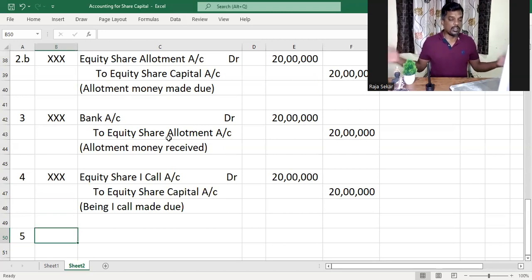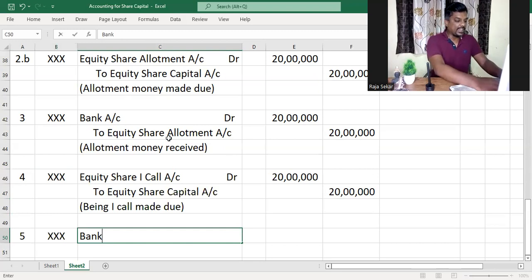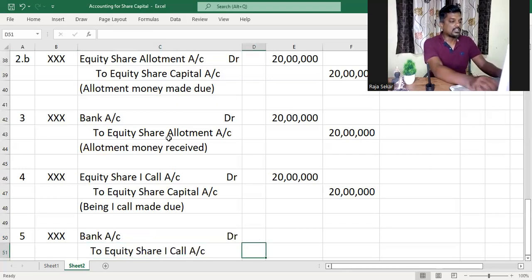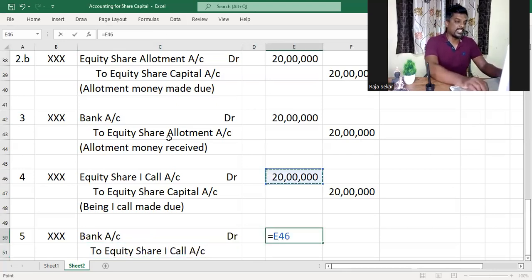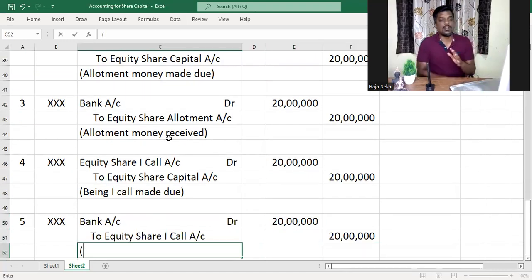The shareholders, they'll all come and pay me the first call money, right? So when they pay me the first call money, the company will, I here refers to the company, okay? I means the company. The company will receive the money, and therefore the bank account of the company increases. When bank account, an asset, increases, it will be debited, and I'm receiving it against equity share first call. So that asset is reducing now that I have received the money from them. As there are no defaulters, I would have received the entire 20 lakh rupees.